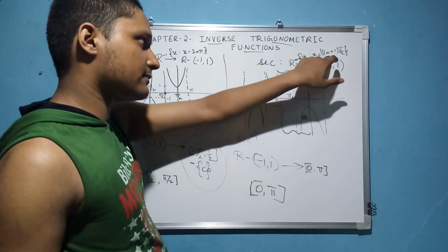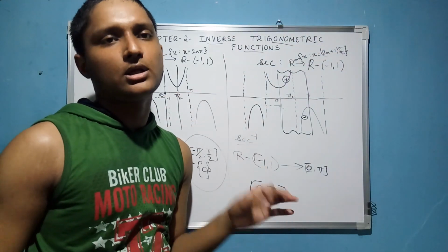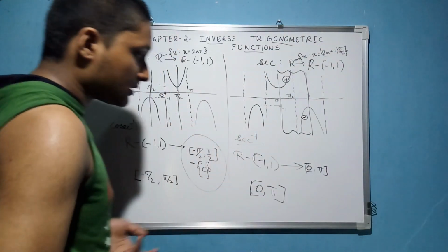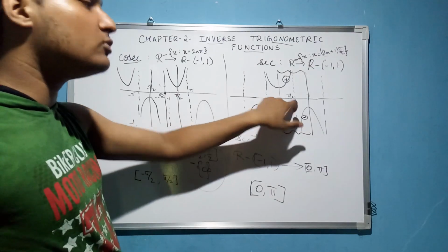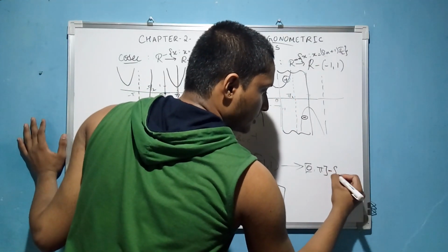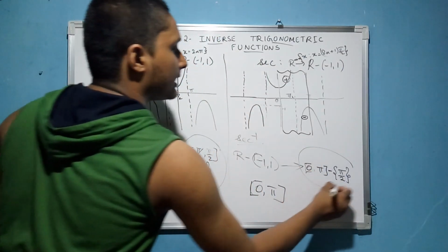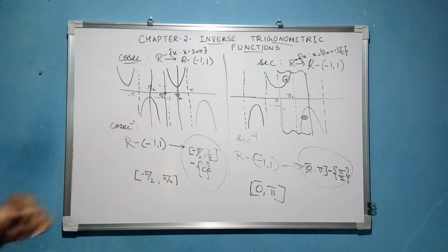So first we found out that these numbers were not defined for the sec function. How can it be defined for the sec inverse function? So in such a case, we need to remove that pi by 2 also that is present over there. We need to remove that pi by 2. So this comes to be the principal value branch of the sec inverse function.